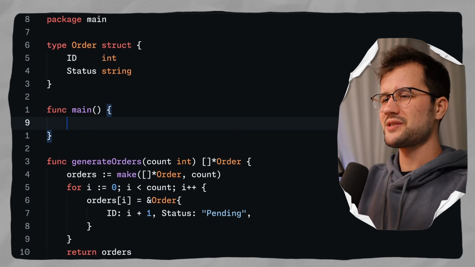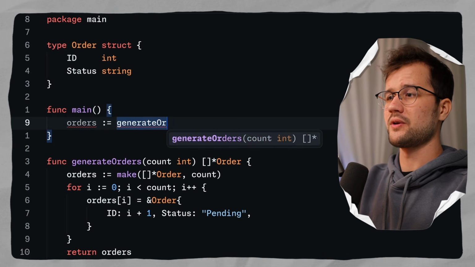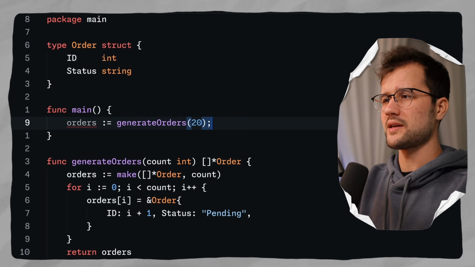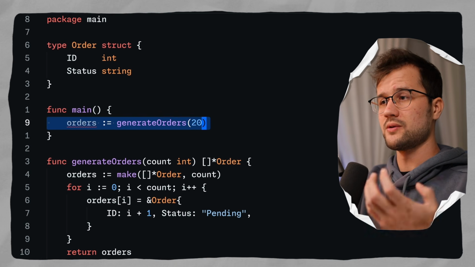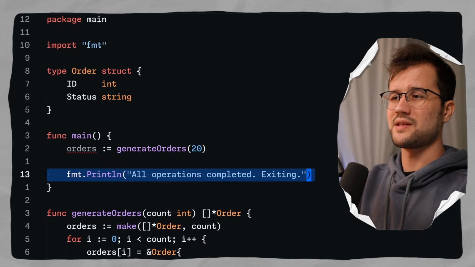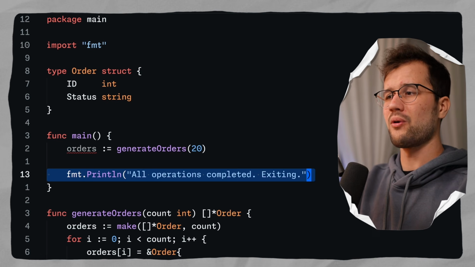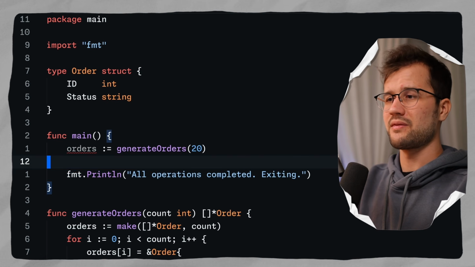Alright, and now let's create some orders. We say orders and then we make use of the generateOrders function, and in here, we say 20. So in the end, we now have 20 orders. Finally, what we want is a simple println statement that all operations completed, and that's basically it.